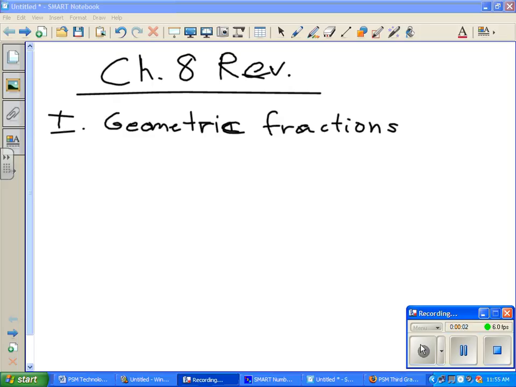All right, class, we're on chapter 8 now. We're going to wrap it up pretty quickly, talking about fractions. We're going to talk about geometric fractions first, and this is when we're talking about area of a shape or area of a backyard or anything. So when you have spatial area and you divide it into equal parts, we're doing this.